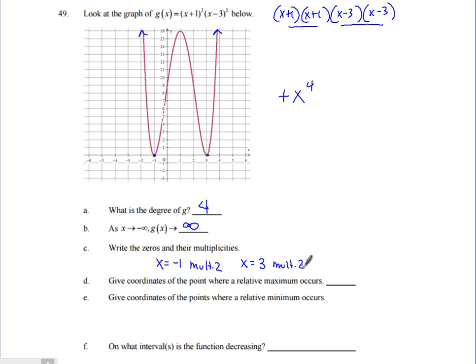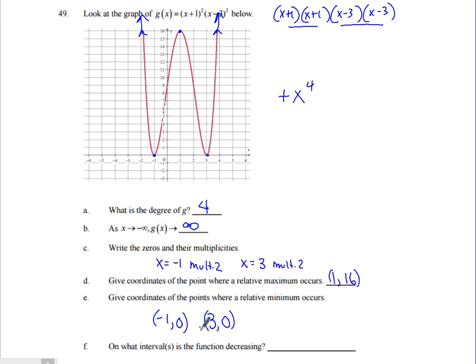Great. Give the coordinates of the point where the relative maximum occurs. So here we have a min, max, min. Now it's not the actual max, the absolute max, it's the relative max, because these keep going up. But in this general vicinity, that's the highest we get. So 1, 16 would be the relative max. Give the coordinates of the points where the relative min occurs. And those just happen to be our zeros. So at -1, 0, and at 3, 0. It's not always the case, but it happened to be in that case.